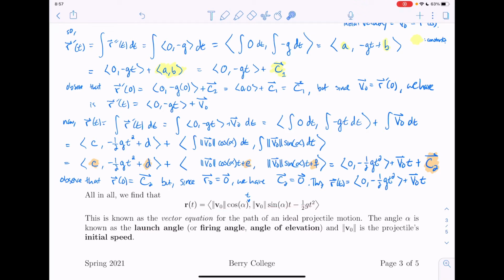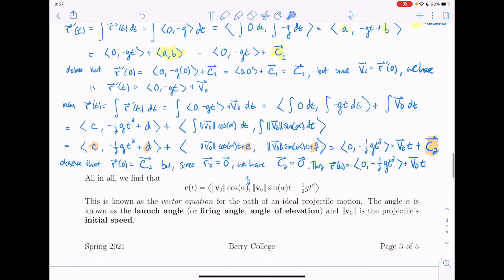This object is known as the vector equation for the path of an ideal projectile motion, meaning that there's no wind or anything like that. As I've been using the words, I'll formally write it down. The angle alpha is the launch angle, firing angle, or the angle of elevation, and the norm of V naught is, of course, speed. This is the projectile's initial speed. These are all things we can solve for if we'd like.